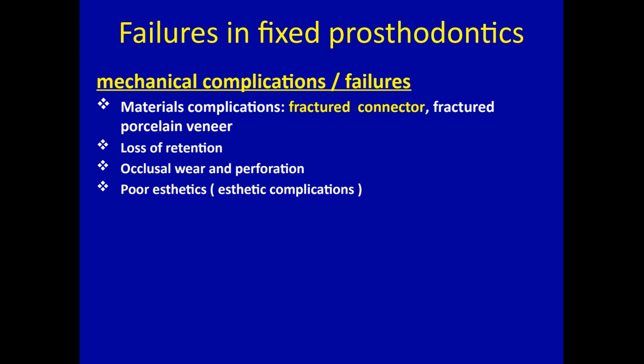The second category of complications and failures in fixed prosthodontics is the mechanical complications and failures. The mechanical complications and failures include material complications, which include fractured connectors, fractured porcelain veneer, loss of retention, occlusal wear and perforation, and the last one is poor aesthetics, or it can be considered as a separate group called aesthetic complications and failures.